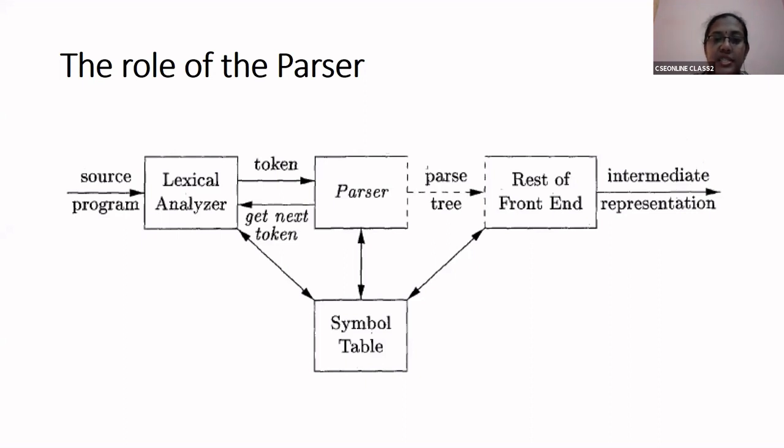So what is the input to this parser? You can see here, lexical analyzer is there, parser is there, and the rest of the front end. When I say rest of the front end, it is the remaining phases of the compiler. The lexical analyzer is going to take the source program and break this input down into smaller units called tokens. Ma'am has explained the difference between tokens and lexemes. These tokens are given to the parser, which is the syntax analysis phase.